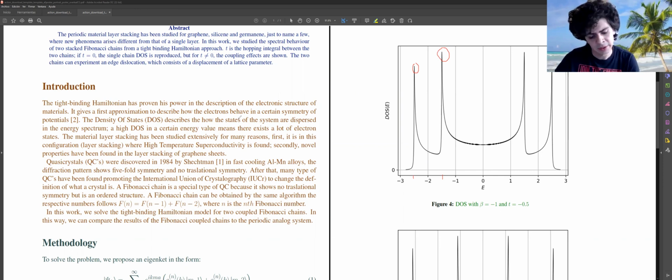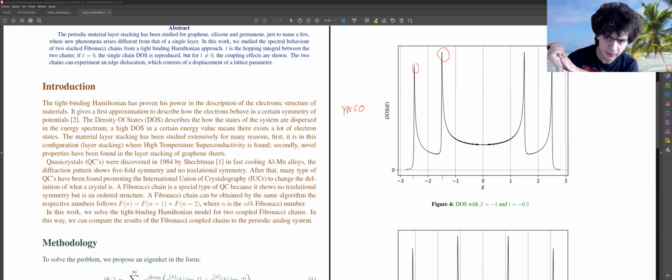Also, high temperature superconductors are found in materials that are stacked. An example is a material you can find in the literature as YBCO. It's a compound of yttrium, barium, copper, and oxygen, and the structure of this crystal is stacked: one layer of yttrium, another of barium, and another of copper oxide.